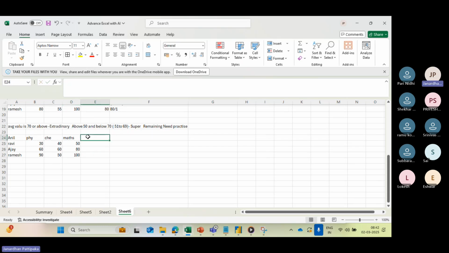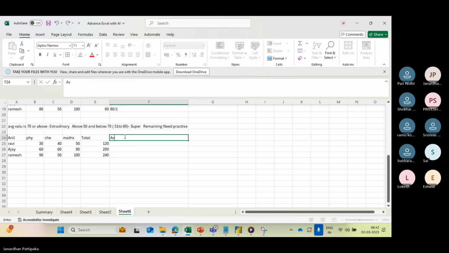If you want to find the total, you can find it with Alt equal to, just press Alt equal to and enter, and you will get the sum. But the total is not required, so leave it. I'm using averageifs, so I will try to use a formula called averageifs.